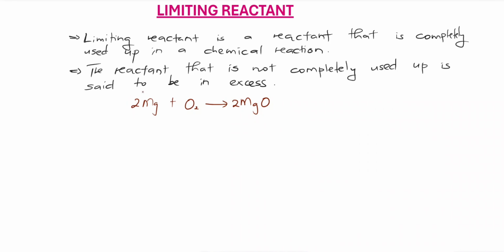So we are going to use the number of moles of the limiting reactant, which is magnesium, to determine the mass of the product that is going to be produced, or the number of moles of the product that is going to be produced. It is not proper to use the number of moles of an excess reactant because some of the moles are not going to react. So let us have an example.